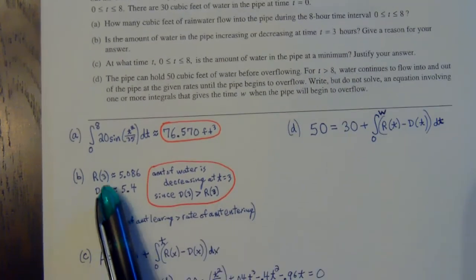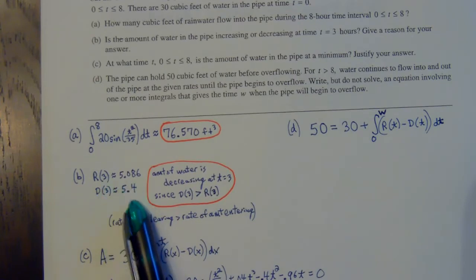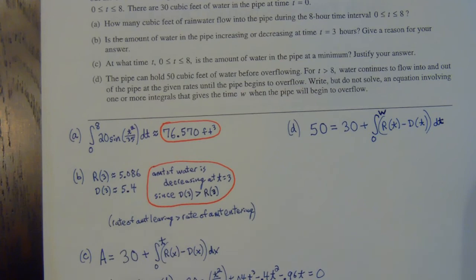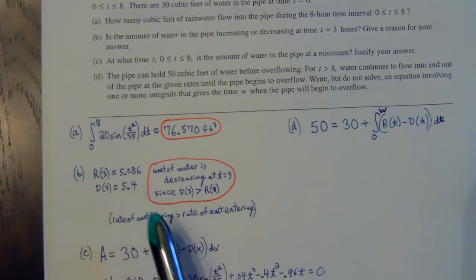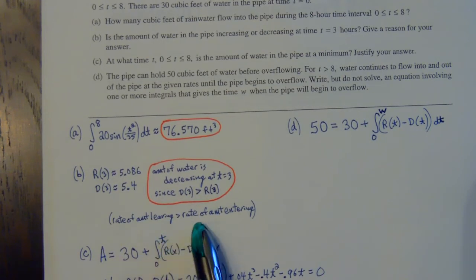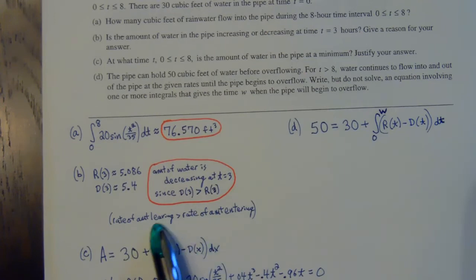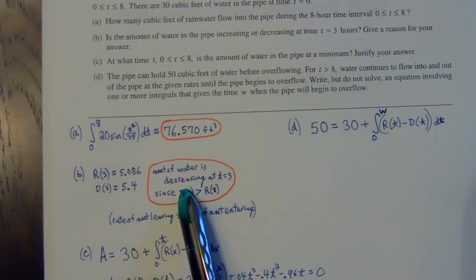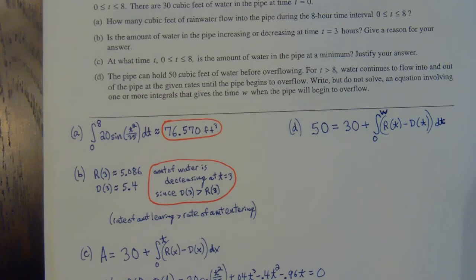So I plugged in 3 for T into the R function and into the D function, and those are the two numbers that I got. Plug it into the calculator. Since D of 3 was higher than R of 3, that means the rate that the amount is leaving is greater than the rate that the amount is entering, which means if it's leaving quicker, the amount of water is going to be decreasing at that time. So you mention decreasing since D is greater than R, and we're good there.